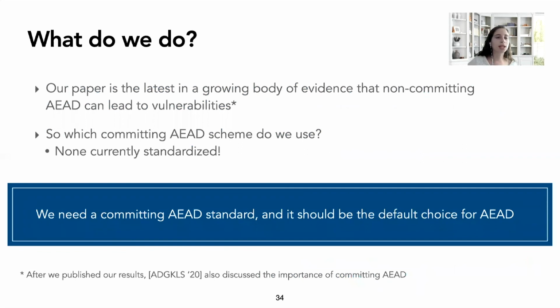Ultimately, our paper is the latest in a growing body of evidence that non-committing AEAD can lead to vulnerabilities. And this tells us that we should transition to using committing AEAD as a default. But when we ask which scheme to use, this is currently difficult to answer. No scheme has been standardized. So really, this all tells us that we need a committing AEAD standard, and it should be the default choice for AEAD.